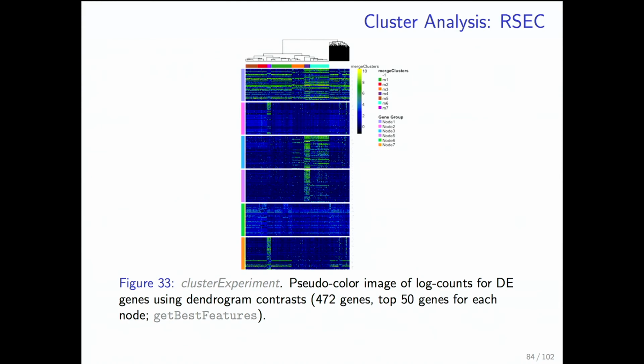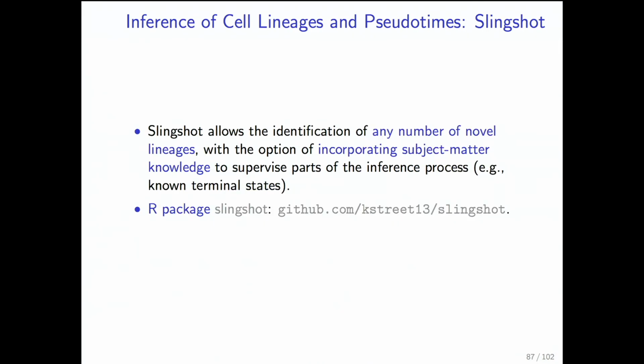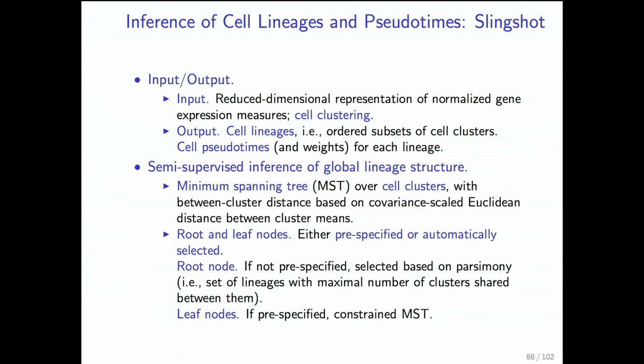And I think I just have a couple minutes, so I apologize to Kelly because I'll rush through what he has done. And that's the method for bringing everything together and deriving the lineages and the pseudotimes. So just a very quick mention of that and tell you a little bit about the results. So it's Slingshot. And the goal of the method is to infer cell lineages. And the input to the method, really quickly, is gene expression measures that have been normalized and that are in a space of reduced dimension, and cell clusters. This is why we take the output from RSEC as the input to Slingshot.